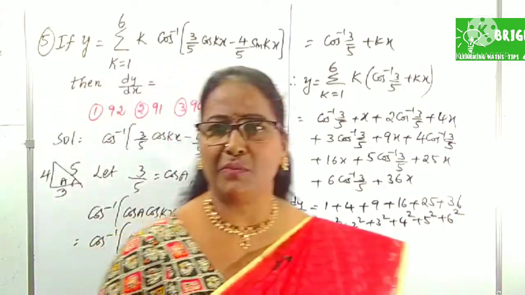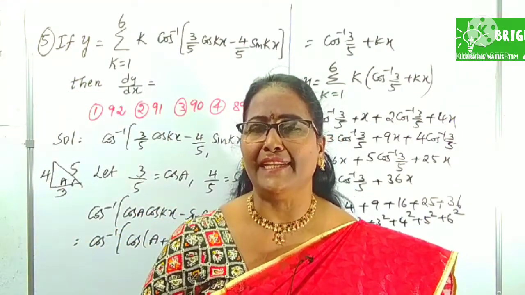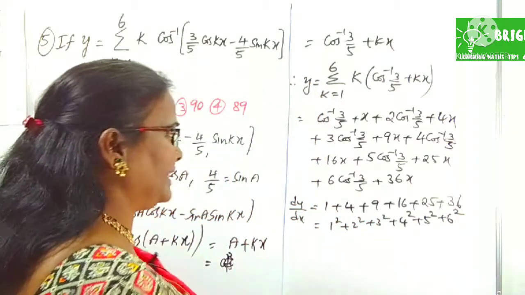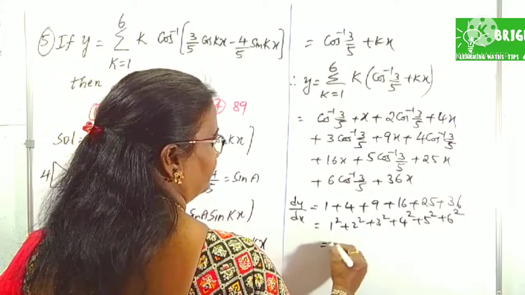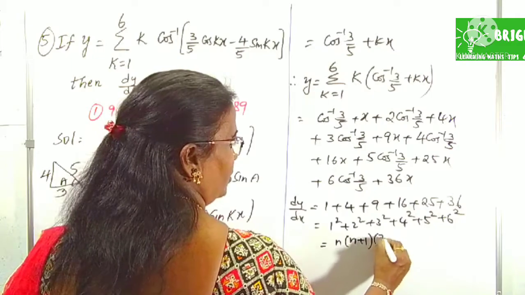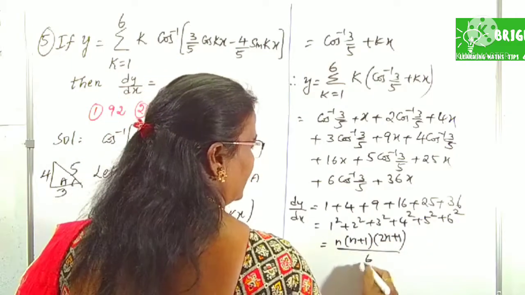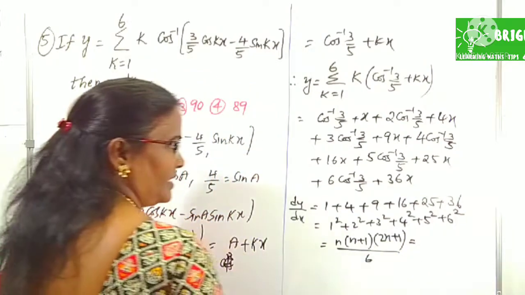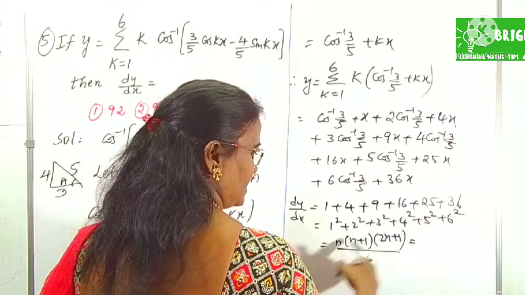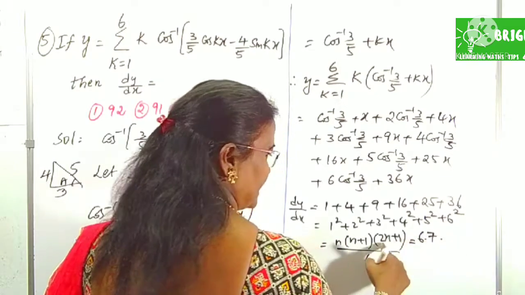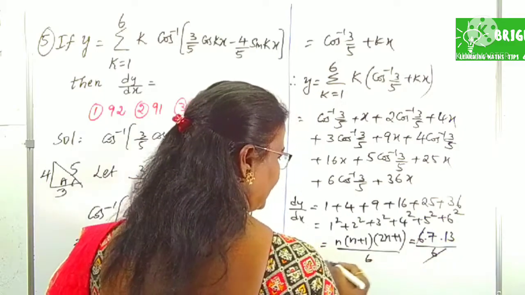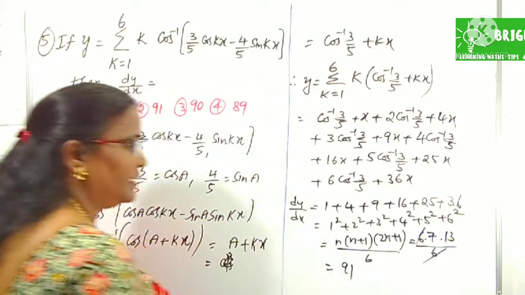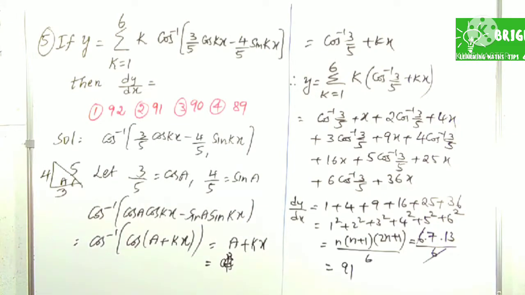This is clearly in the form of what? The sum of the squares of n natural numbers. In place of n there is 6. Do you know that formula? What is that? n times n plus 1 times 2n plus 1 by 6. In place of n there is 6: 6 into 6 plus 1, 7, 6 twos 12, 12 plus 1, 13, by 6. 6 cancelled, 7 13s are 91. That is clearly which option? Yes, it is 100% the second option.